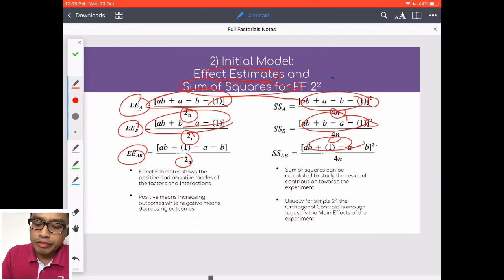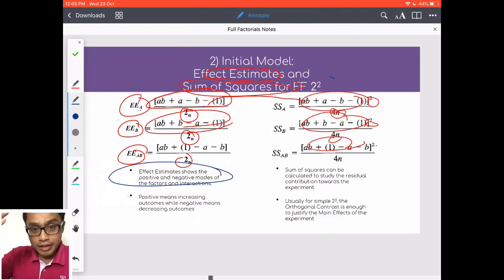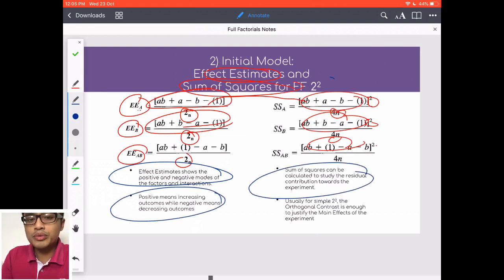What is the usage of effect estimate? Effect estimates will give you the positive and negative value. Remember positive and negative? Positive means high yield. Negative means a reduction of the yield. It's the same thing. Sum of squares will tell you the contribution, just like the H0 and H1. Is it significant? Is it more than 1? Is it less than 1? Does it exist or does it not exist? So that is the usage of sum of squares.